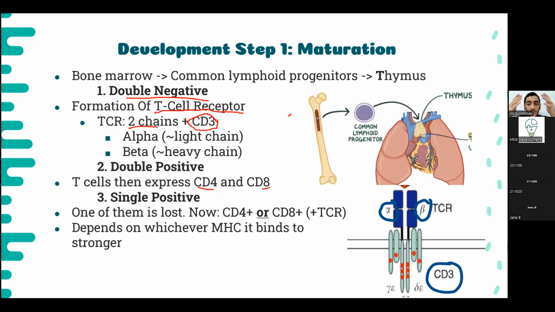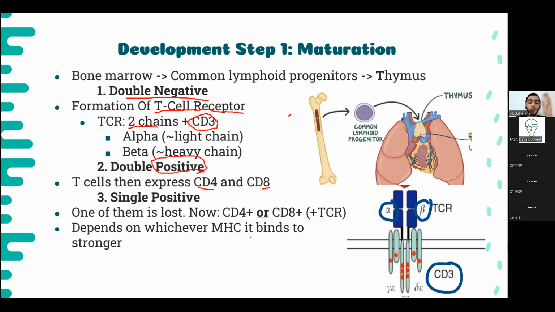Once you have a T cell receptor on this thymocyte, the next thing is that a CD4 and a CD8 get attached to it. You don't really need to know what happens, but basically there's nothing on it, then there's a T cell receptor, and now there's a CD4 and a CD8. Since it has both, it's referred to as a double positive.